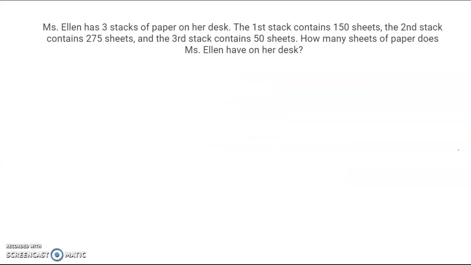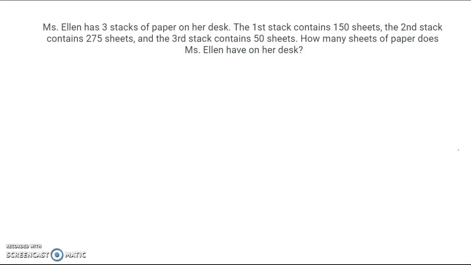Why don't we look at some problems and see how can I represent these problems using a number line? Miss Ellen has 3 stacks of papers on her desk. The first stack contains 150 sheets. The second stack contains 275 sheets, and the third stack contains 50 sheets. How many sheets of paper does Miss Ellen have on her desk?